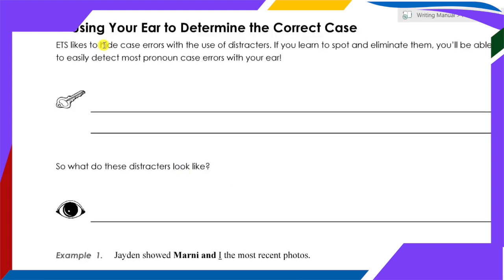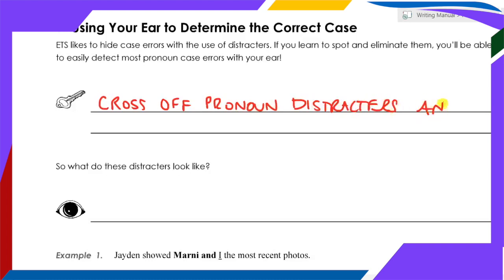What distractors do is make it extremely difficult for you to detect the pronoun case error just by using your ear, which is why you are going to want to follow this key here. We're going to go ahead and write down: cross off pronoun distractors, and then it is safe to use your ear.